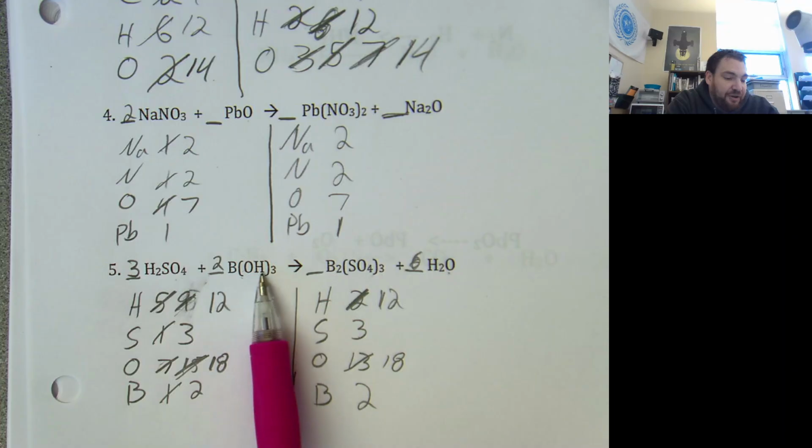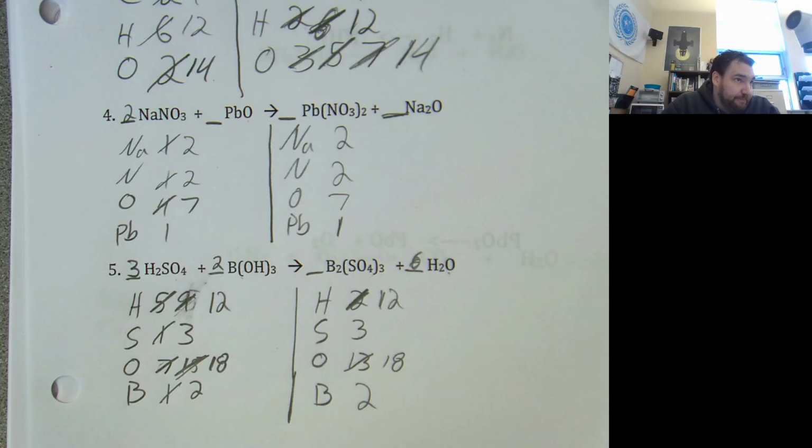The 2 times the 3, and we added those 2 together. And if you look at each element listed, they're all balanced. It's done.